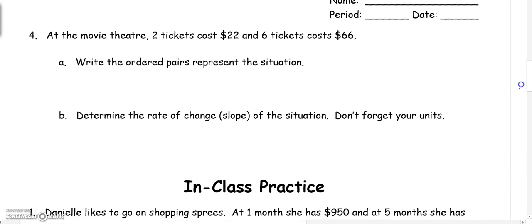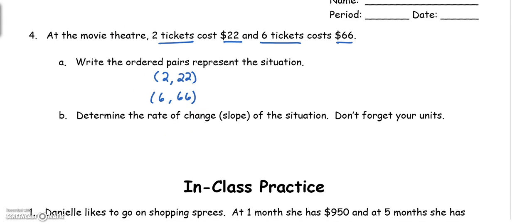Let's look at one more example. At the movie theater, 2 tickets cost $22 and 6 tickets cost $66. So I'm going to write my ordered pairs. I have 2 tickets costing $22, 6 tickets costing $66. So my ordered pairs would be (2, 22) and (6, 66).